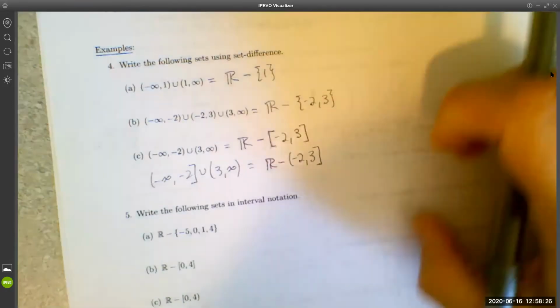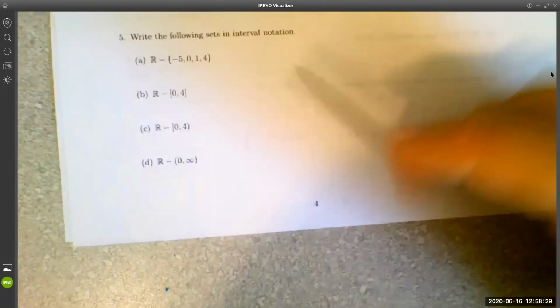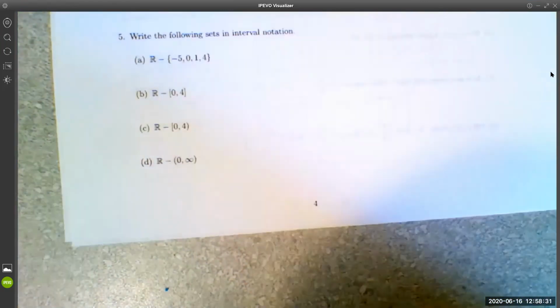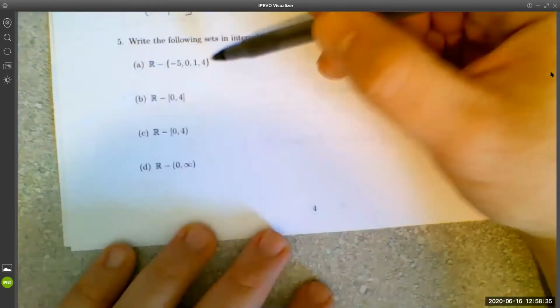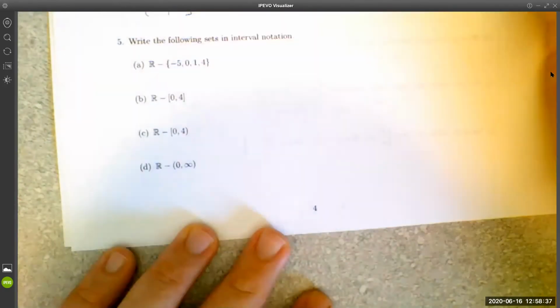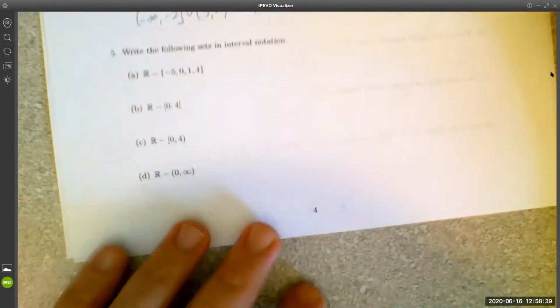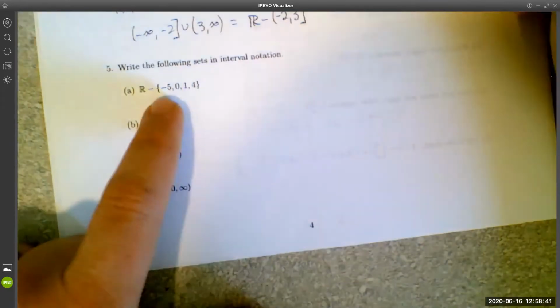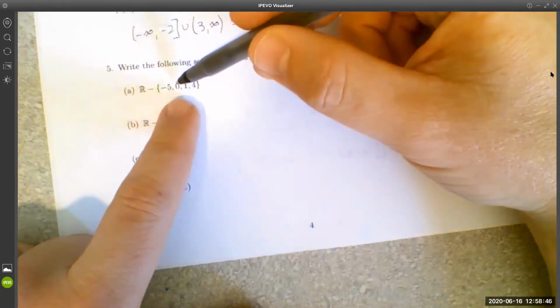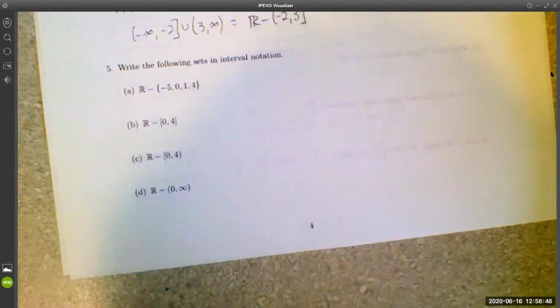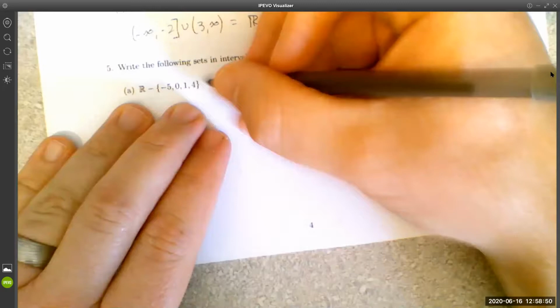Okay, so that's how set difference works, and it's nice sometimes to be able to use set difference to describe certain sets. Let's go the other way around. Starting with set difference, let's see if we can write these in interval notation, and you'll get some appreciation, especially in part A, for why we like set difference in certain scenarios. Because in this scenario, we want to describe all of the real numbers except for -5, 0, 1, and 4. To do that in interval notation, we would have to write it like this.